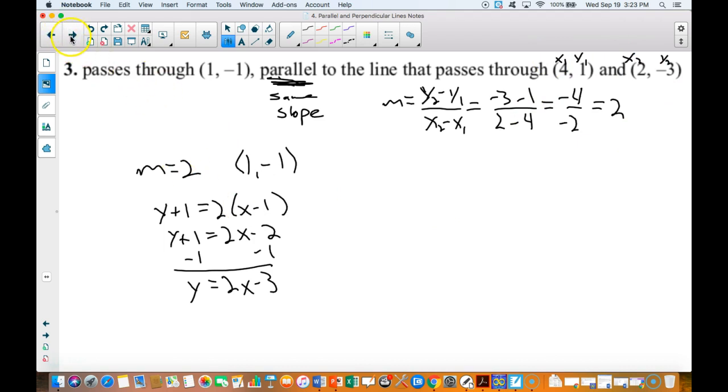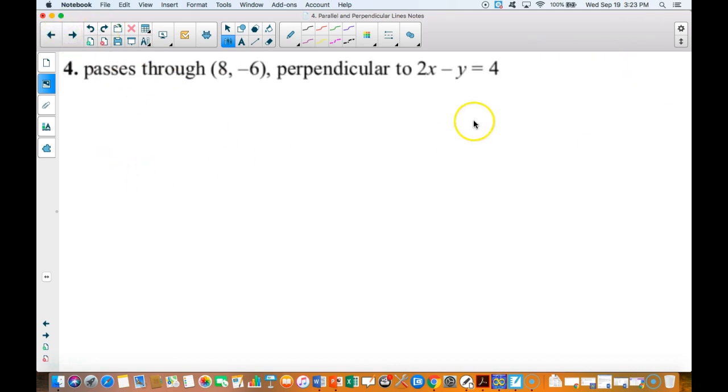Right, now, on numbers 4 and 5, okay, the only difference is the equation of the line that we're given is not in slope-intercept form. Right? We said in order to find the slope of our old line, we had to first put it in slope-intercept form. That means solve for y. So I need to solve this for y first. I'm going to subtract the 2x over, so I'll have -y equals -2x plus 4. Okay, remember, these aren't like terms, so I can't combine them.